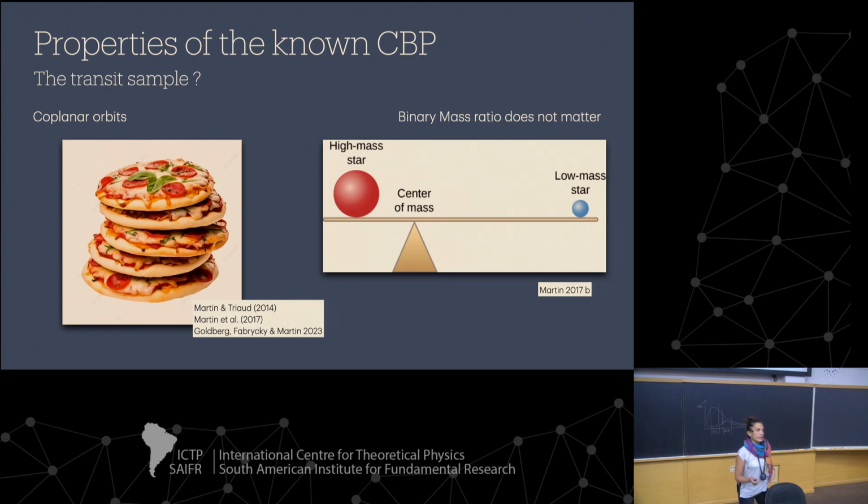What does that mean? That basically they are all on the same orbit. Maybe there is a tiny variation, but it's the same orbit of the binary. So the binary is orbiting on one plane, and the planets are orbiting all over the same plane. We saw that binary mass ratio doesn't matter. So the mass ratio between the more massive star and the less massive star doesn't matter. We can find exoplanets around any type of binary mass ratio.